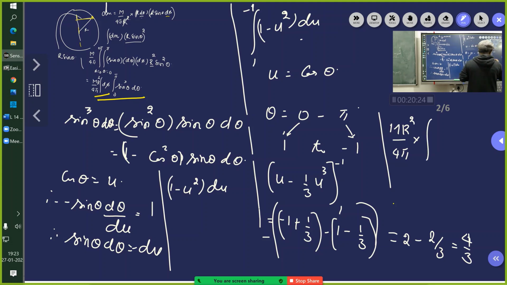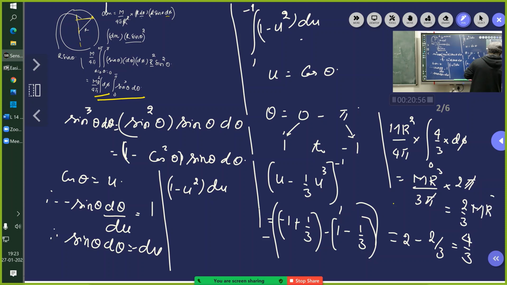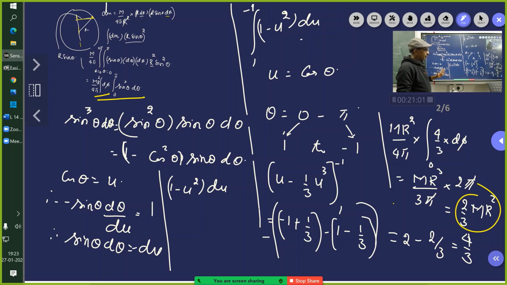So now this integration we got 4 by 3 into d phi. Again you pull 4 by 3 here, so you will get m r square, and the 4 will cancel. Integration d phi from 0 to 2 pi will give you 2 pi, so the pi will cancel. So you will get here 2 by 3 m r square. I hope all of you got this.